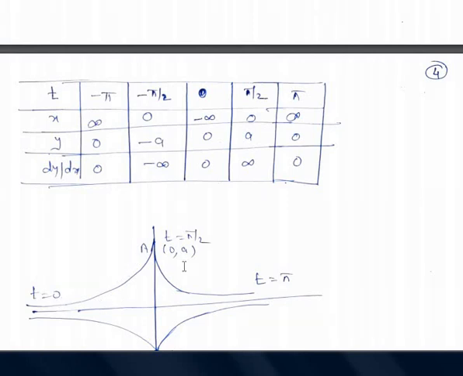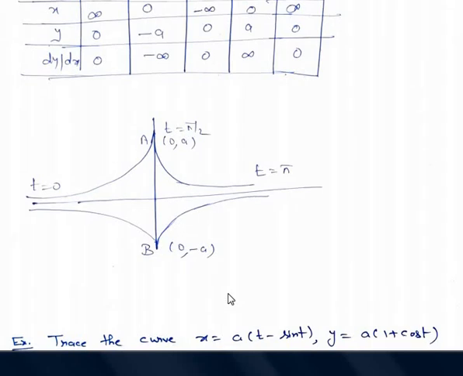So the whole shape of the curve is like this. This is known as the tractrix.